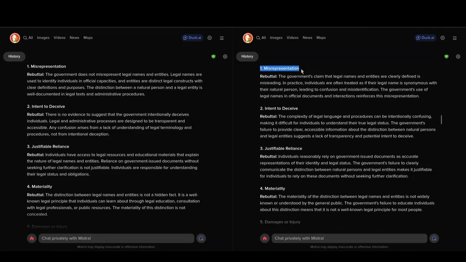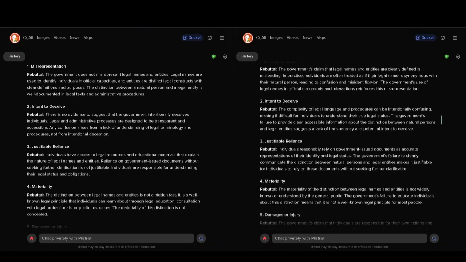Because here's the rebuttal. The government's claim that legal names and entities are clearly defined is misleading. In practice, individuals are often treated as if their legal name is synonymous with their natural person, meaning the living man or woman. That's the closest the law, inverted commas, and the government get to calling a living man or living being or spiritual being or whatever. They call it a natural person, leading to confusion and misidentification. The government's use of legal names in official documents and interactions reinforces this misinterpretation.